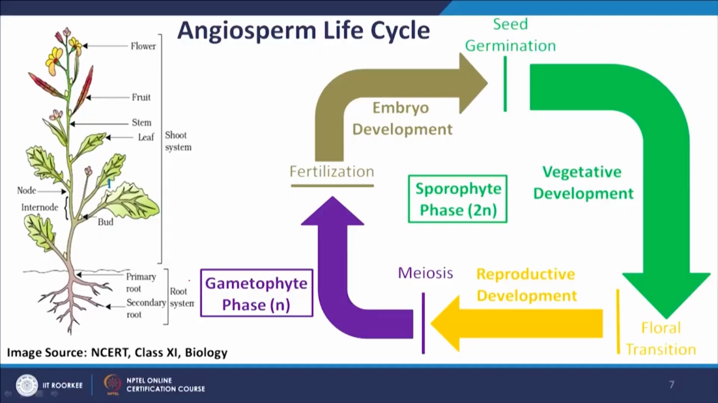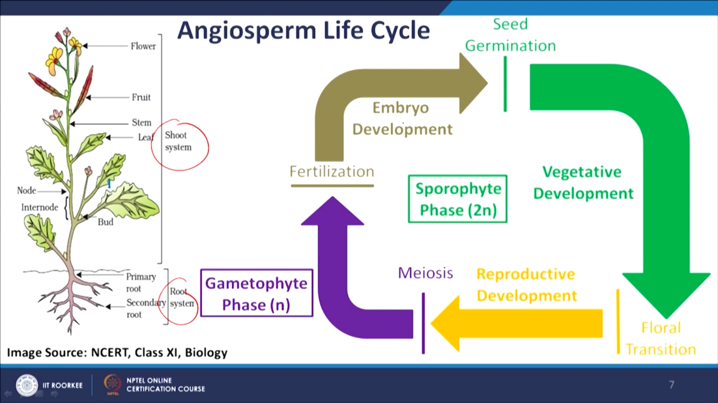Now we will discuss the developmental events during the angiosperm life cycle. Typically, an angiospermic plant has two major parts: one is the root system, and the other is the shoot system. As we discussed earlier, the sporophyte is the dominant phase of the angiosperm life, and this entire sporophyte can be divided into three major phases: embryo development, vegetative development and reproductive development.